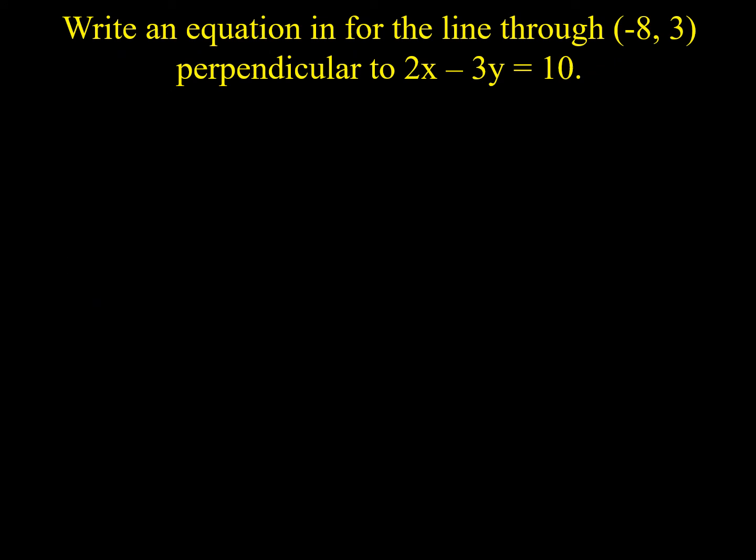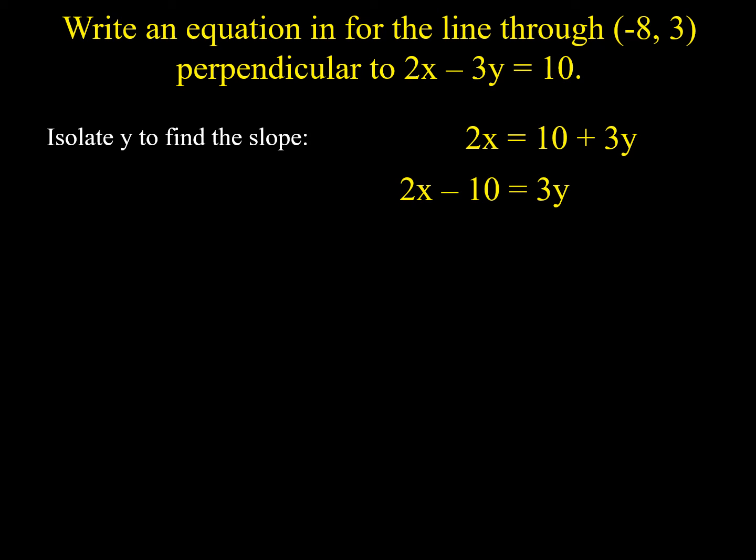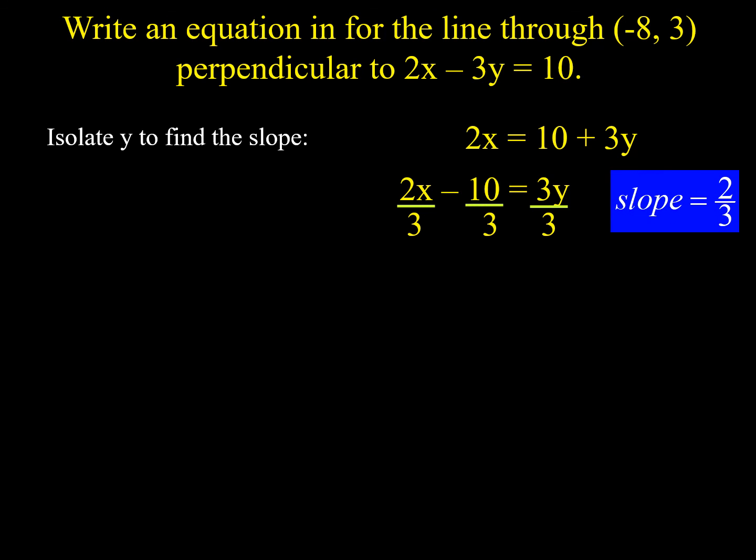Now, let us write an equation in slope-intercept form for the line through (-8, 3), perpendicular to 2x - 3y = 10. The same procedure as in parallel lines, we need to isolate y to find the slope. So 2x - 3y = 10. Solve for y. We get 2x = 10 + 3y, and then transpose 10 to the other side. We get 2x - 10 = 3y. Dividing both sides by 3, the slope is equal to 2 over 3.